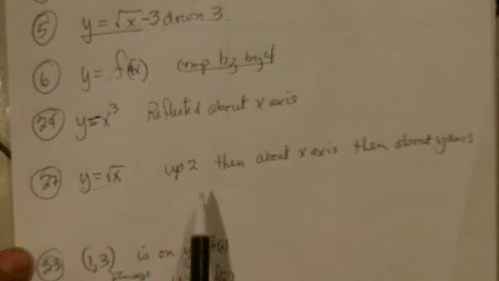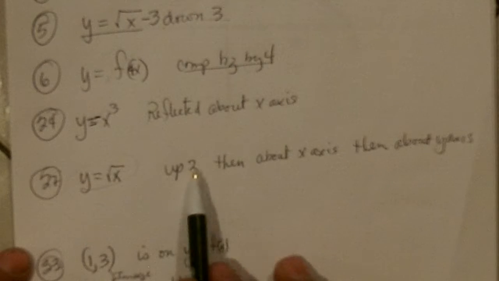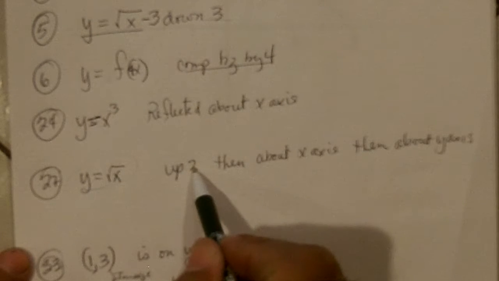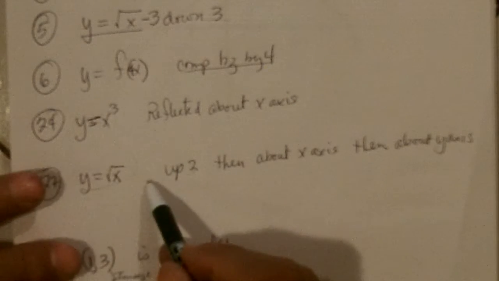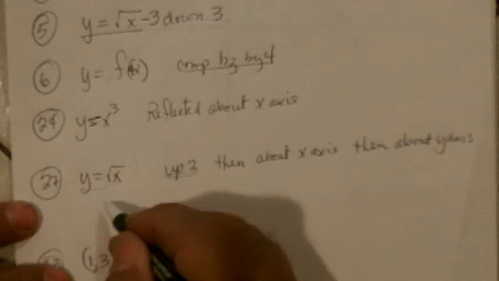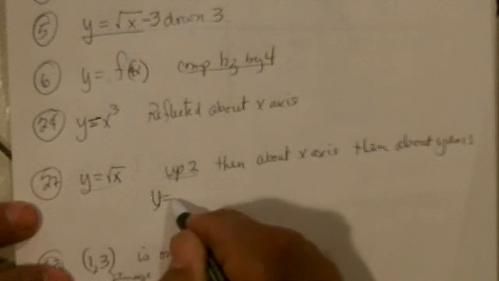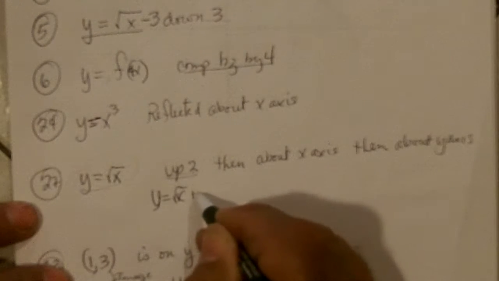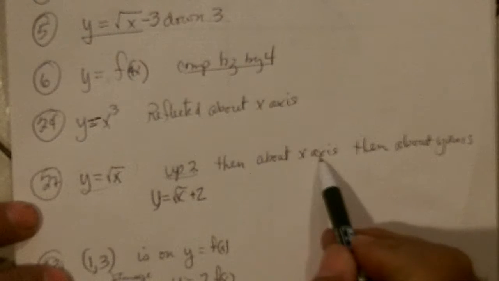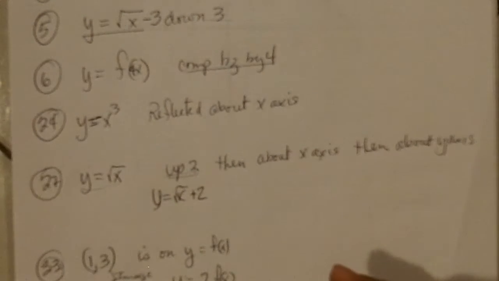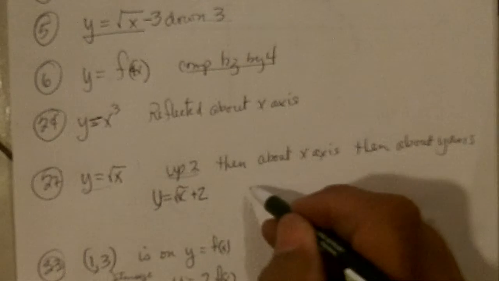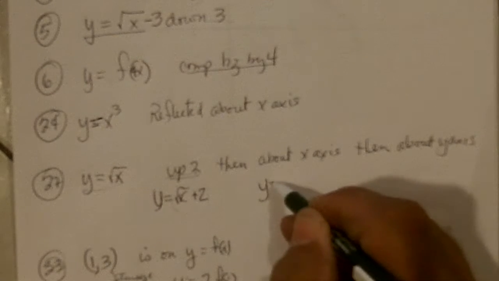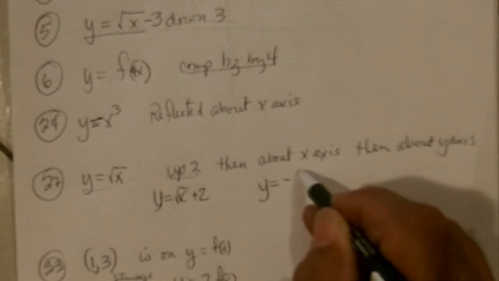If that's the parent function, you want to move it up 2 first. Then you would want to do it on the outside. It's just a slide, so it's not times, it's an add, because on the outside it does exactly what you think, up 2. So that would be y equals the square root of x plus 2. Then it says reflected about the x-axis. That's this way. So we'd have to take the whole thing on the outside and change its sign.